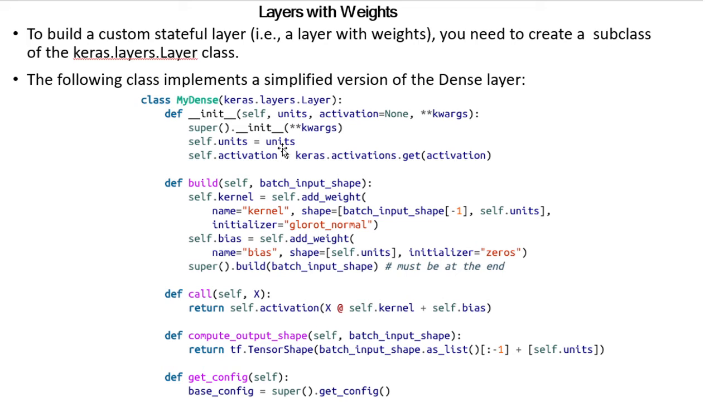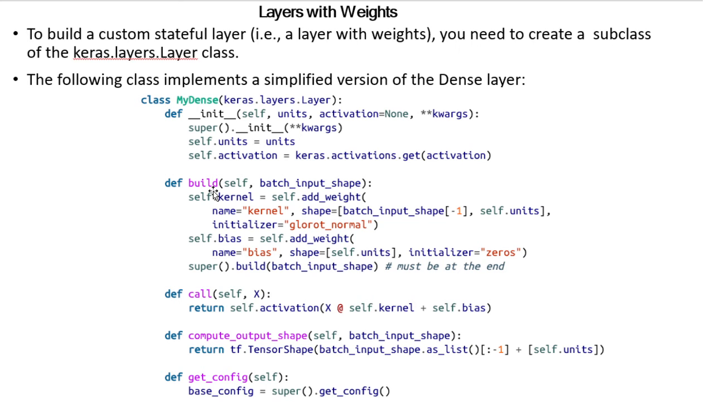When the user passes the inputs or the neurons, it gets assigned to self.neurons. The value passed in the activation argument is converted to the appropriate activation function using the keras.activations.get function. An example here could be relu or selu. That's about the constructor. Let's move on with the next method, that is build.